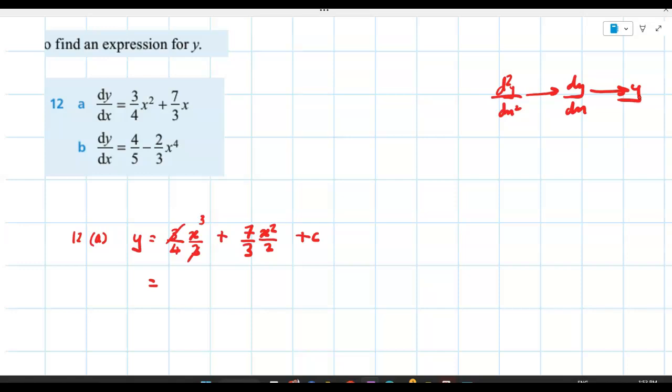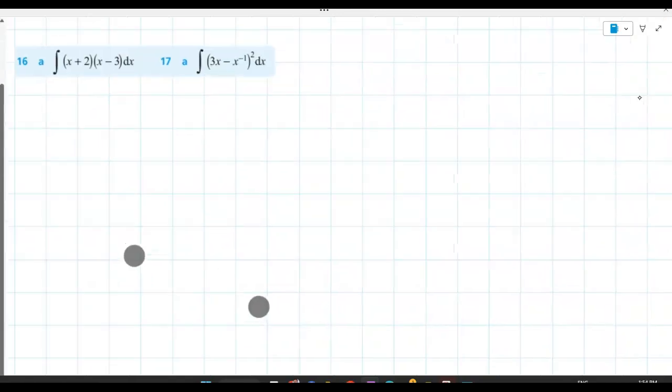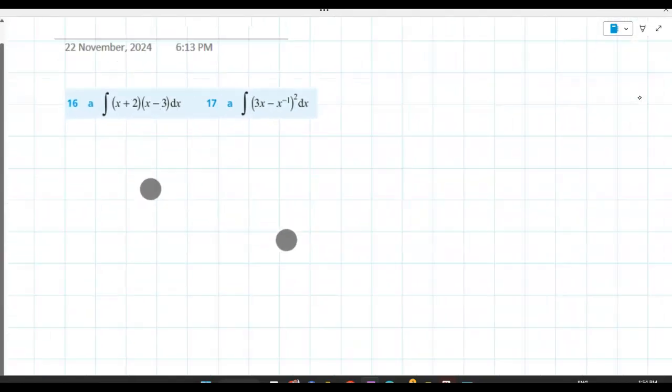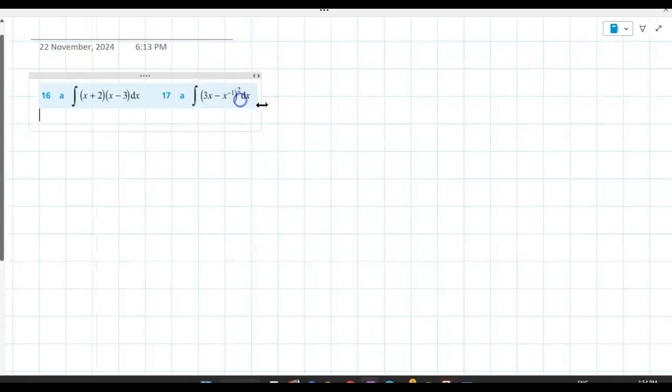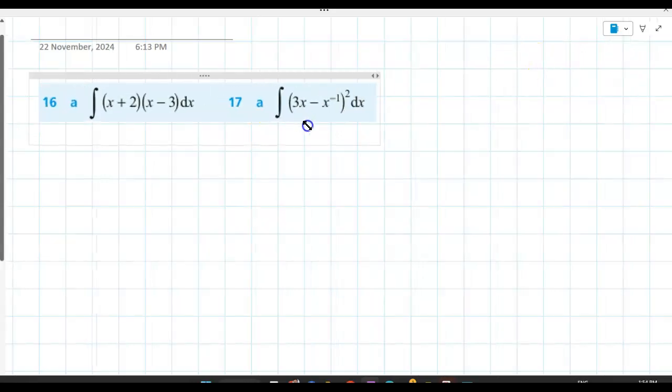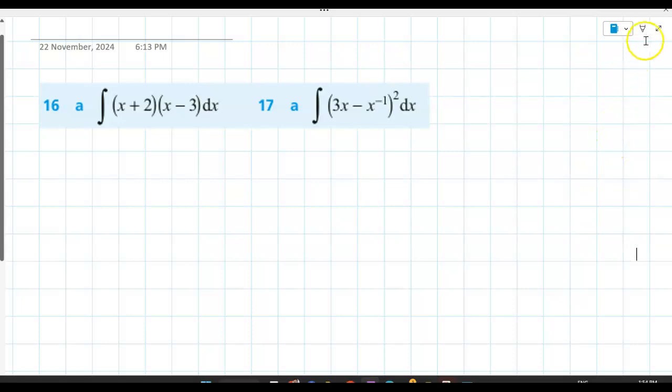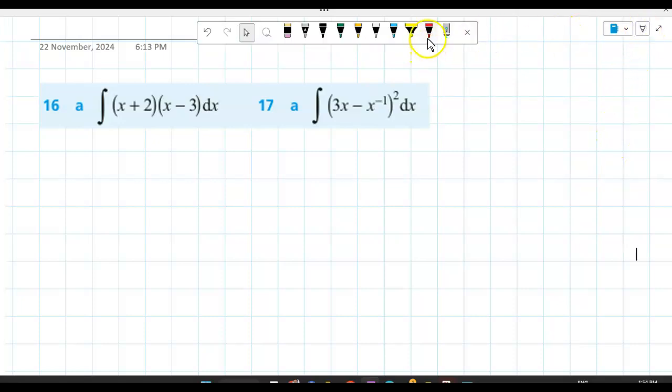So 1/4 x cube plus 7 over 6 x squared plus c. Very simple, very basic. Each term has to be done separately. Now, you open it and expand it. Why? Because there is no product rule and no quotient rule.